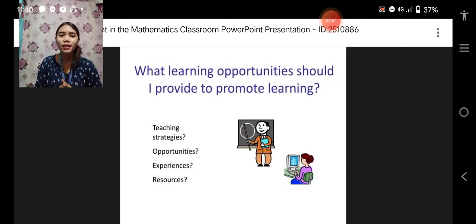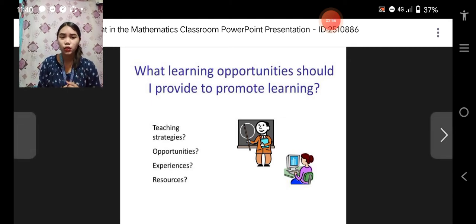So, what learning opportunities should I provide to promote learning? These are the teaching strategies, the opportunities, the experiences, or resources. In this question, it also means reminding students to look at the speaker and providing opportunities to practice restating and asking clarifying questions, which will help students to develop.